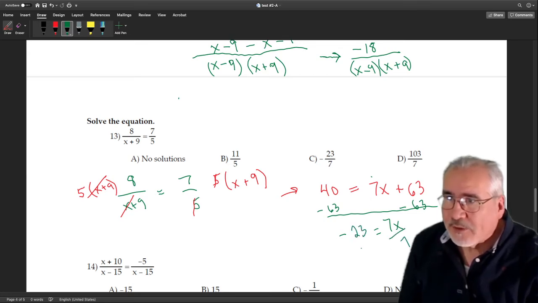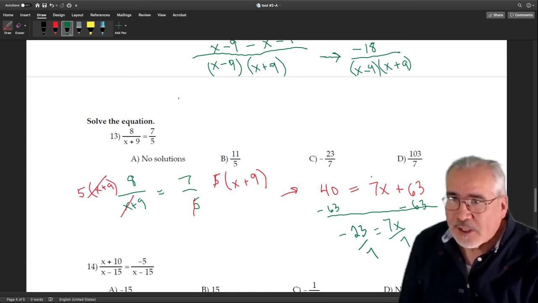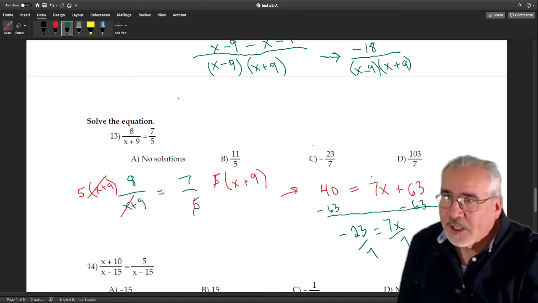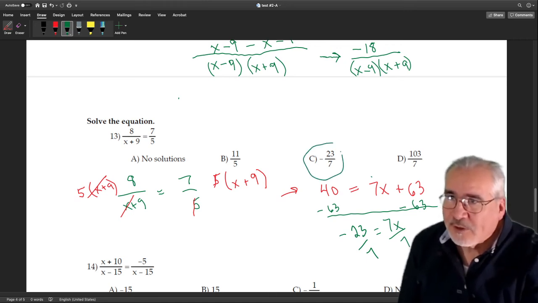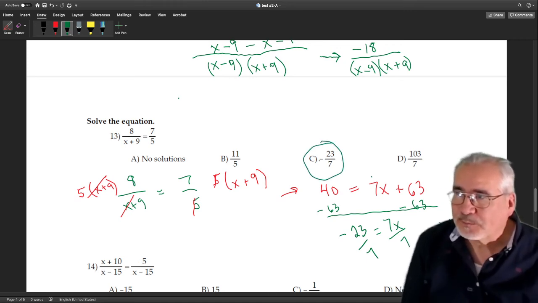Divide both sides by 7. So that gives us x equals minus 23 over 7. And you can put the minus in the top, you can put it in the front, you can put it at the bottom. All of those are the same, so C is our correct answer.